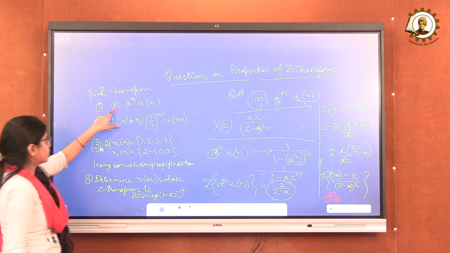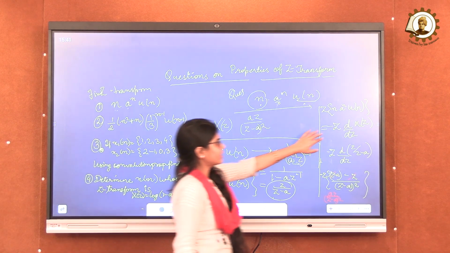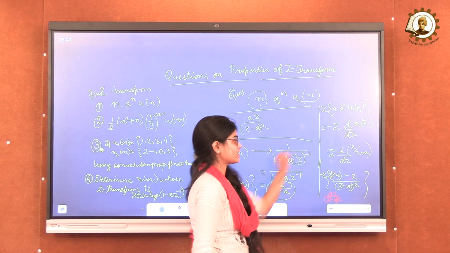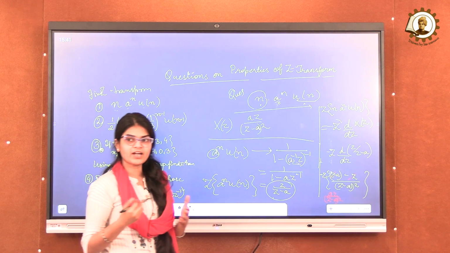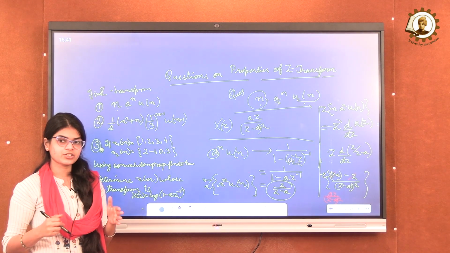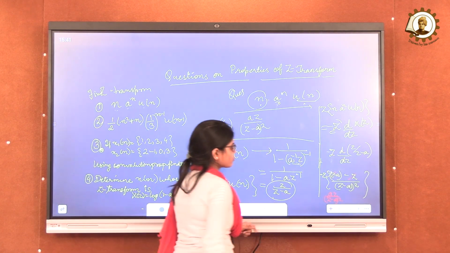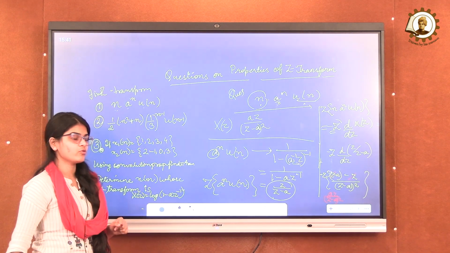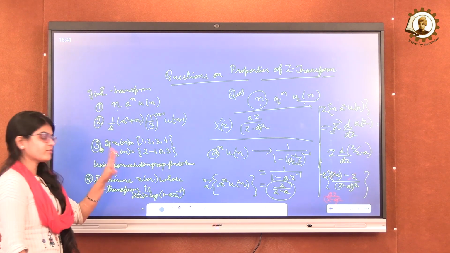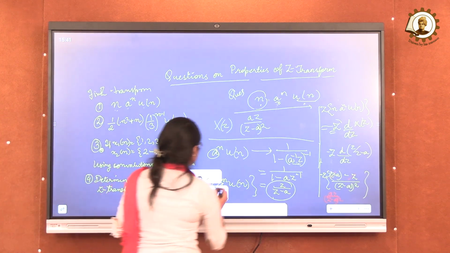After that, you have to multiply it with n in the time domain. That will result in differentiation in the frequency domain. Why have I written this minus z? When we proved the differentiation property, at that time you saw how this minus z comes. So the final answer that you are getting is az divided by z minus a whole square. Hope you have got it. Okay, let's move on to the next question now.